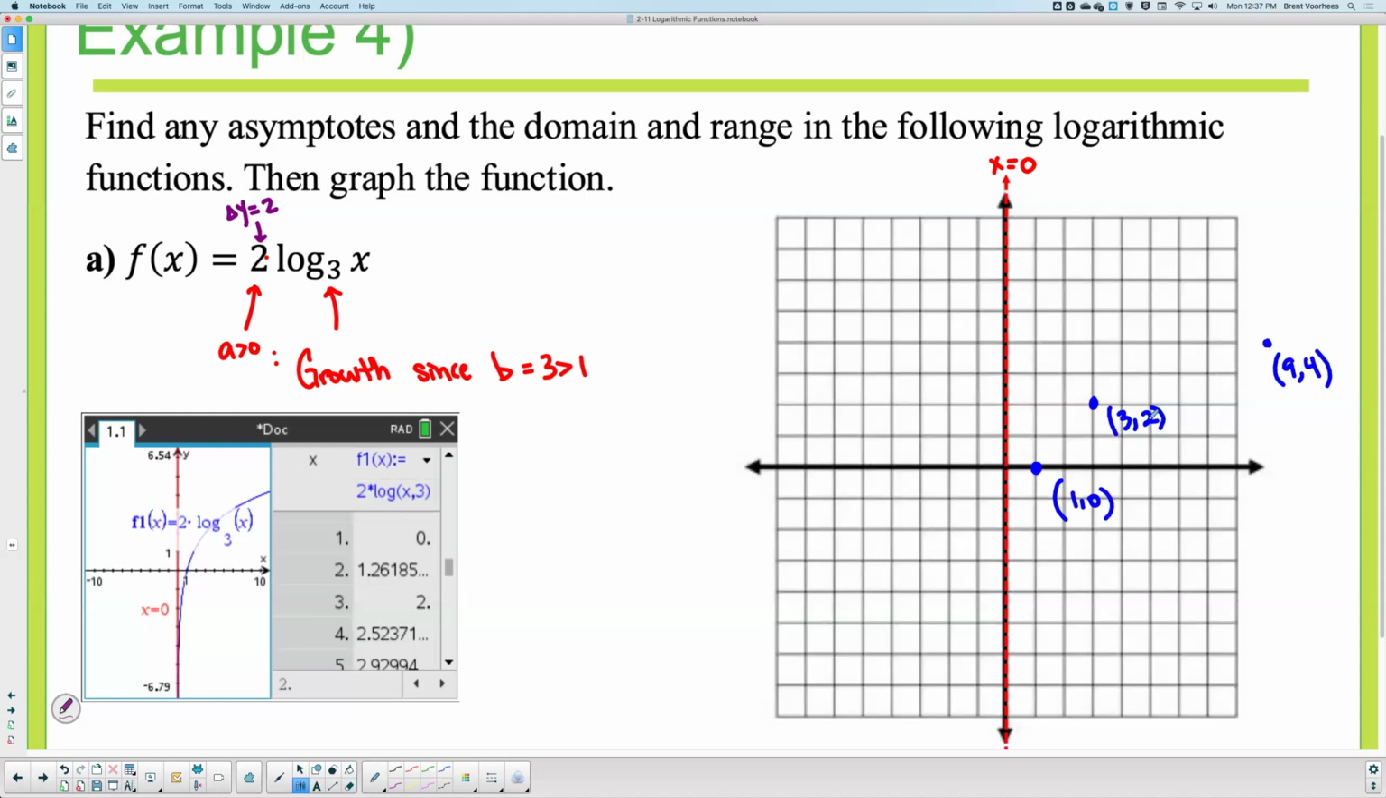Every y value should be changing by 2. You see how it has a y value of 0, then 2, then 4? You see how that works? But what does it mean if your base is 3? You multiply by 3. So what's 1 times 3? 3. What's 3 times 3?